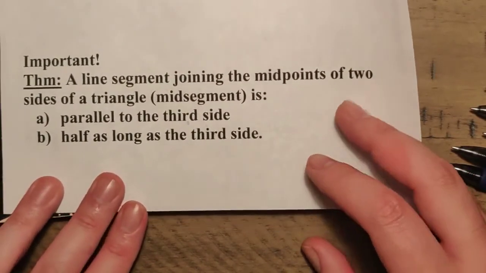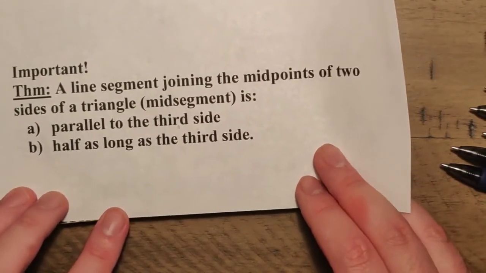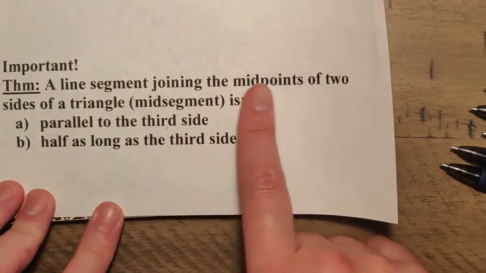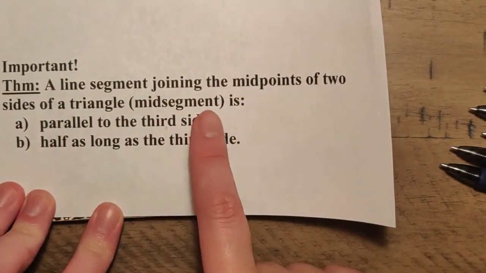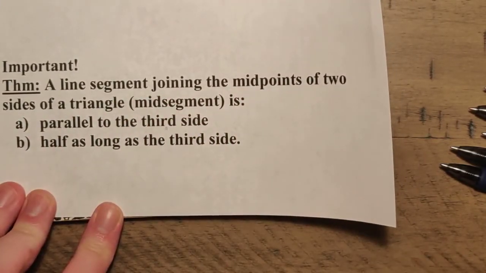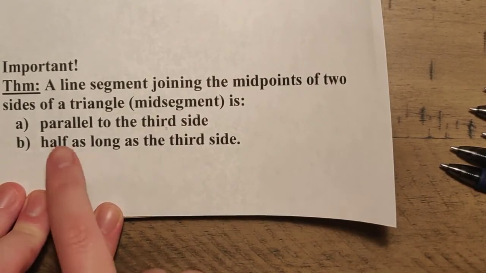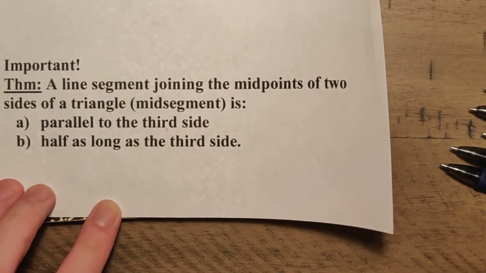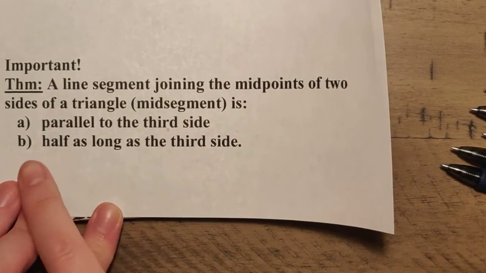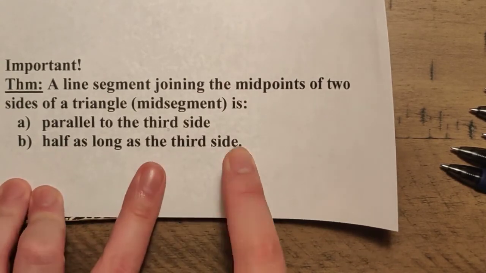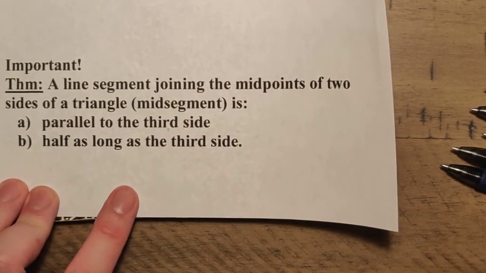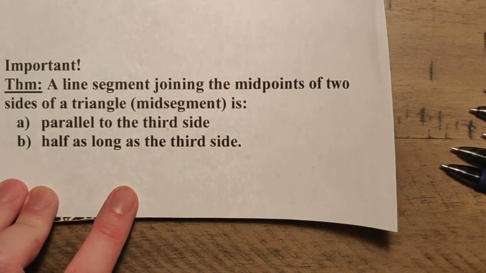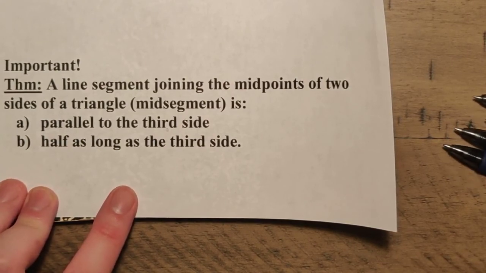So this is an important theorem that I want everyone to focus on here, right? We can see that a line segment joining the midpoints of 2 sides of a triangle, this mid-segment here, whatever this is, has 2 properties. One, it's parallel to the third side. Okay, that's important. And the second thing here is that it's half as long as the third side. So both of these are going to be very important here. They're going to lead us to important things further down the road.